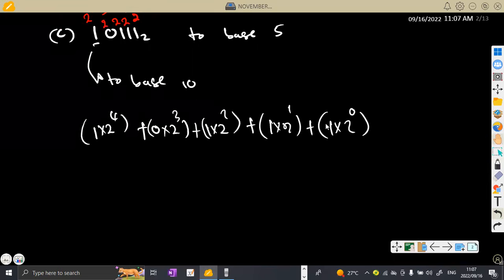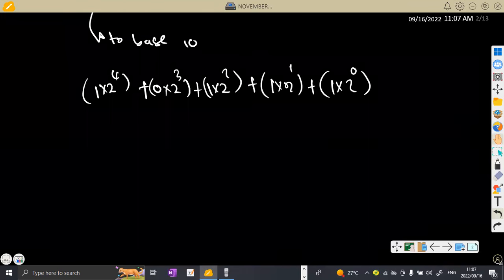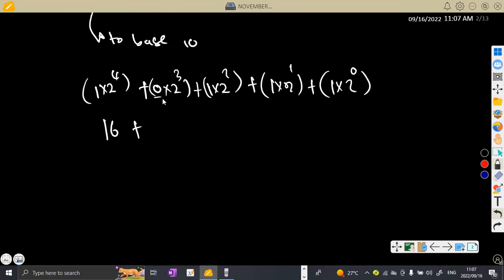All right, so from this part we can simplify further. 2 to the power of 4 is 16, 16 times 1 is 16, plus any number times 0. Whatever the number, any number times 0 is what? 0. 2 to the power of 2 is 4, 4 times 1 is 4, plus 2 to the power of 1, that is 2 times 1, which is 2, plus 2 to the power of 0, that's 1, 1 times 1 is 1. So you can add 16 plus 4, that's 20, 22, 23. So you're going to have 23, which is in base 10.